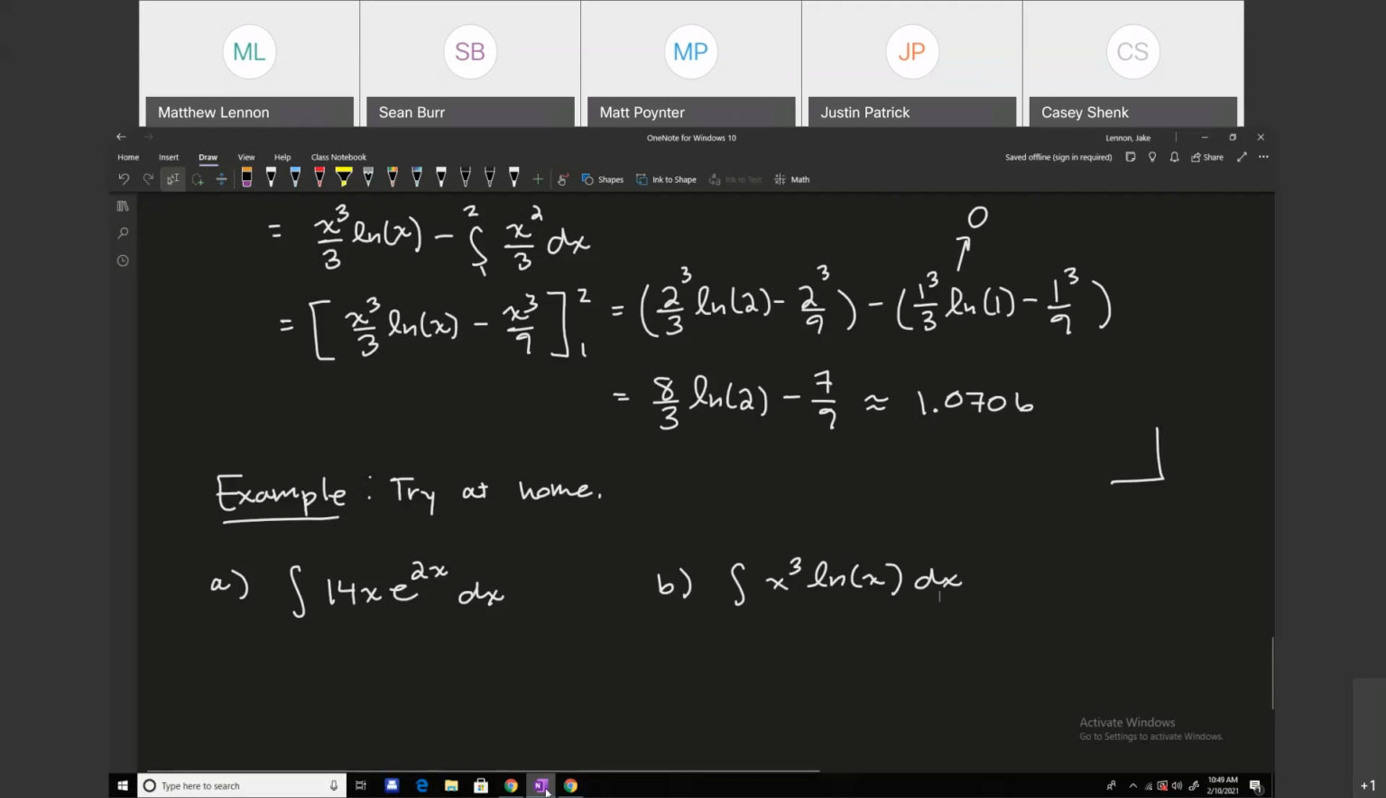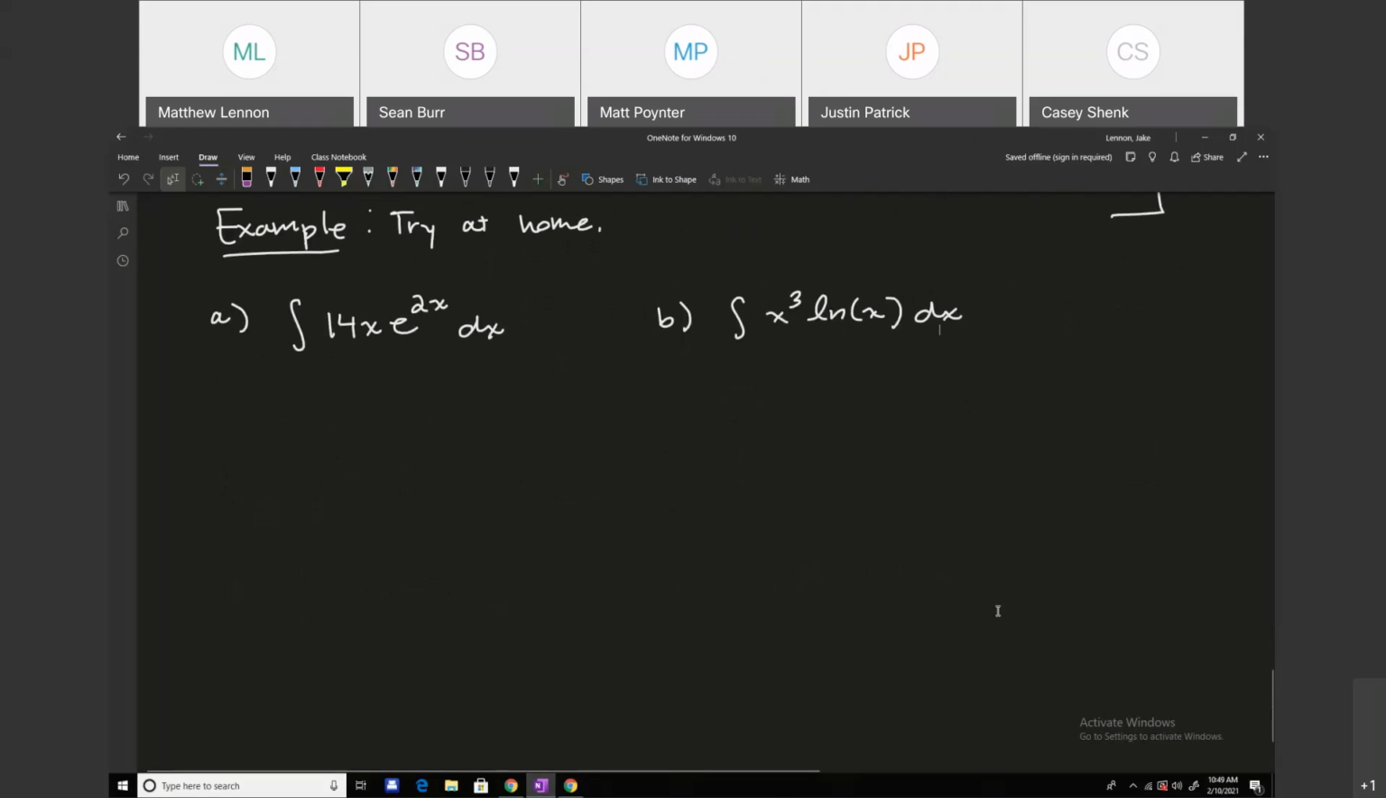Okay, why don't we work through these two? Then we'll go through one more problem that I have that's pretty difficult. So for this one, again, in this situation, we want to let the polynomial part be u. So u is 14x, and then dv should be our e to the 2x. So then du becomes 14 dx, and v becomes e to the 2x over 2.